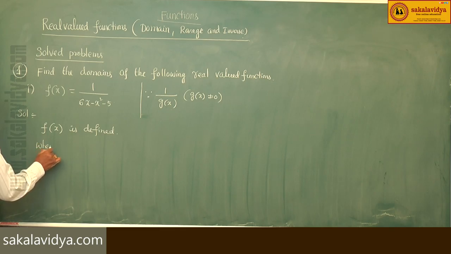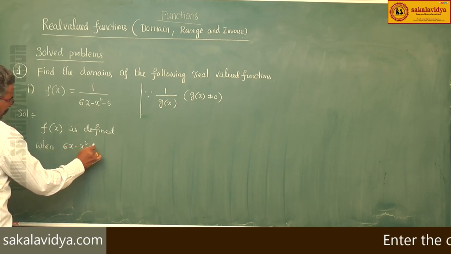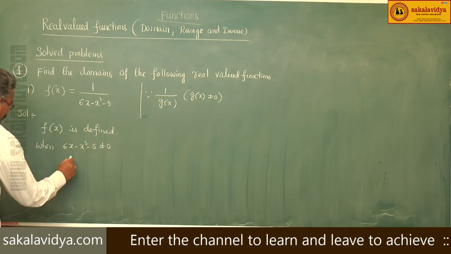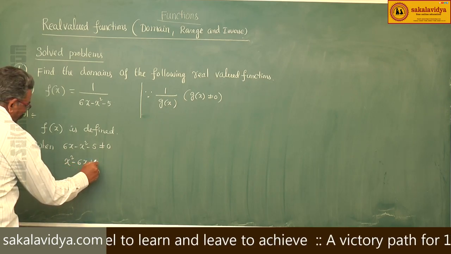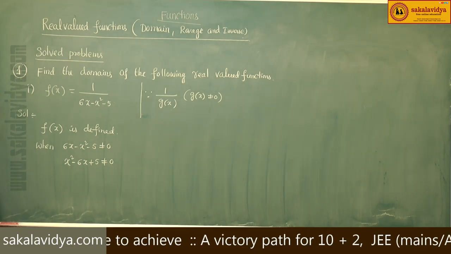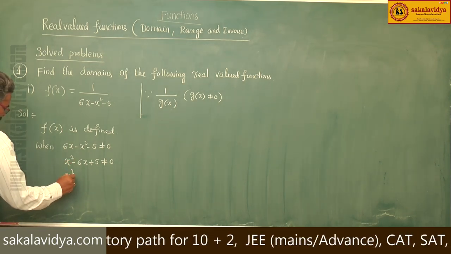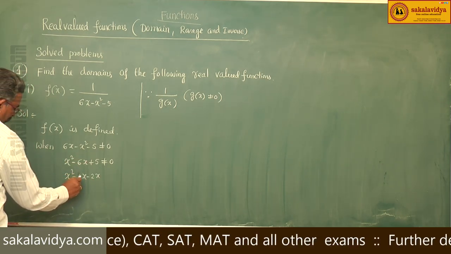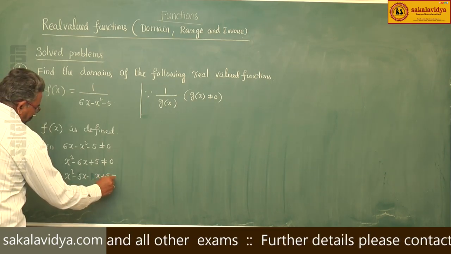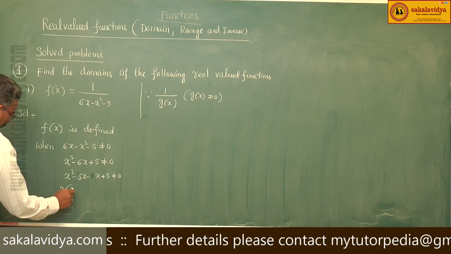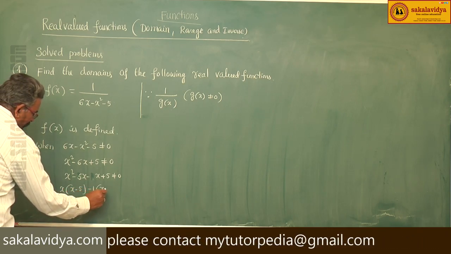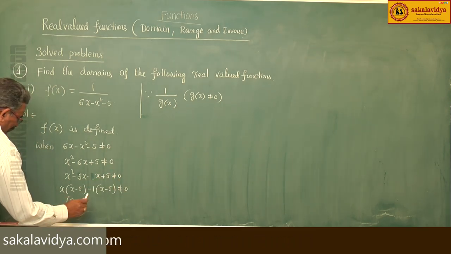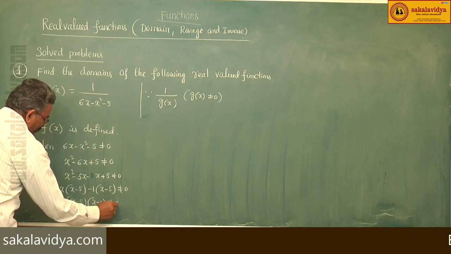So f of x is defined when 6x minus x square minus 5 does not equal 0. Now multiply minus 1 on both sides: x square minus 6x plus 5 does not equal 0. Let us solve. This can be written x square minus 5x minus x plus 5 does not equal 0. x common, x minus 5, minus 1 common, x minus 5 does not equal 0. So x minus 5 common, we get x minus 1 does not equal 0.